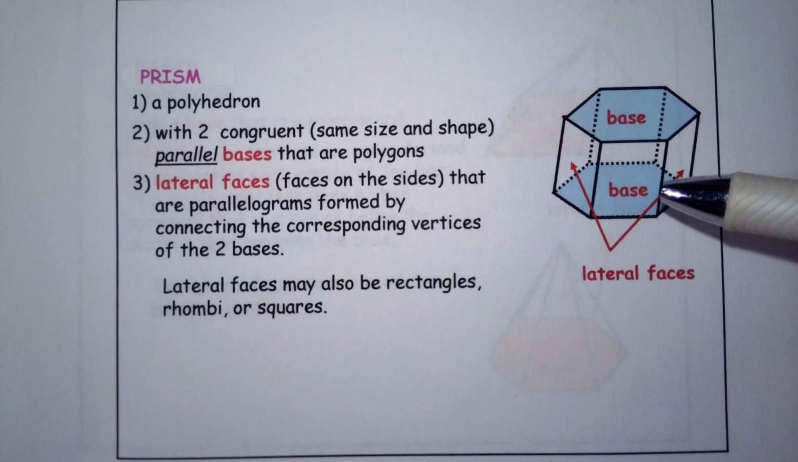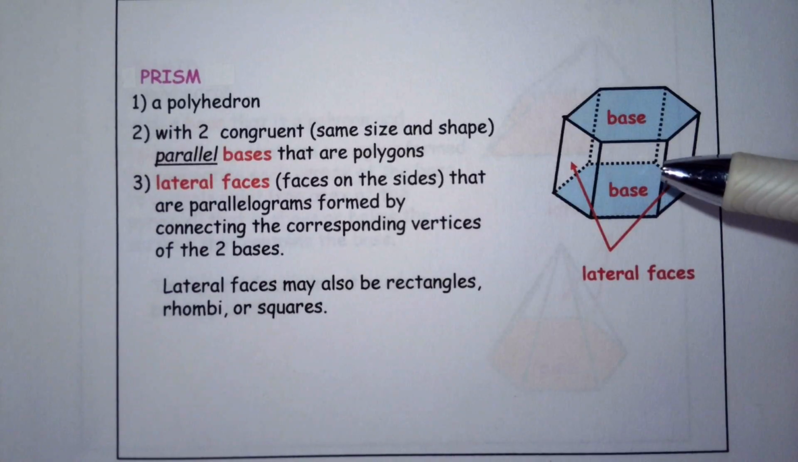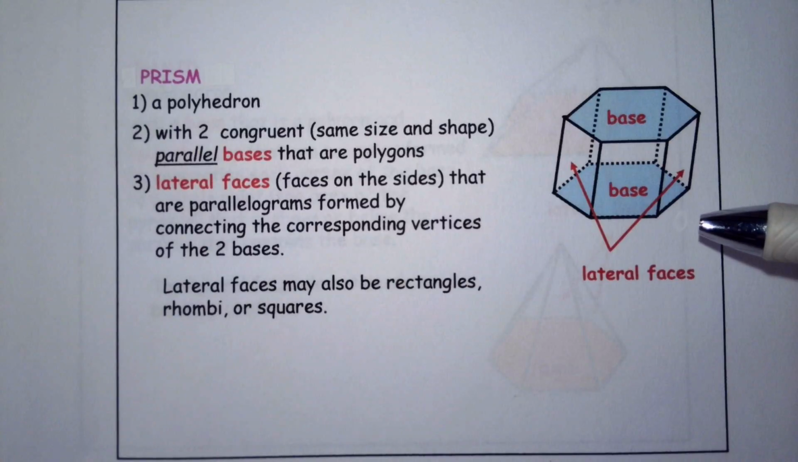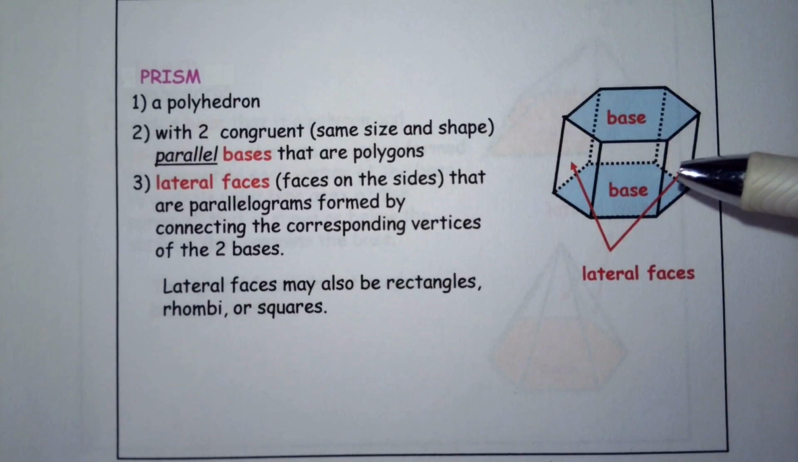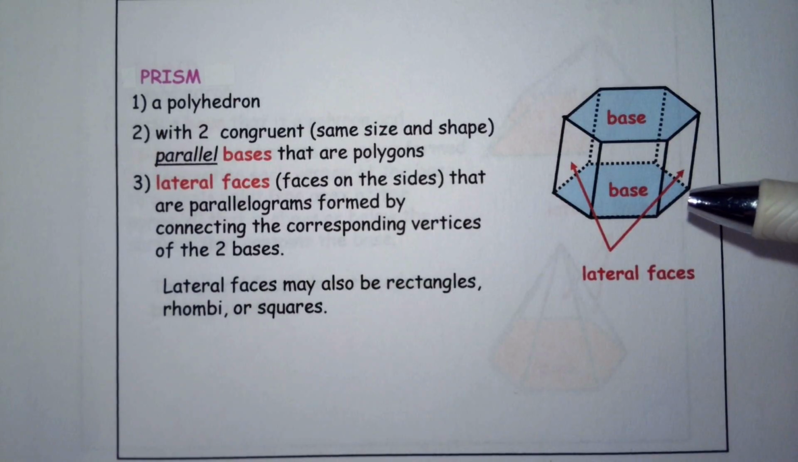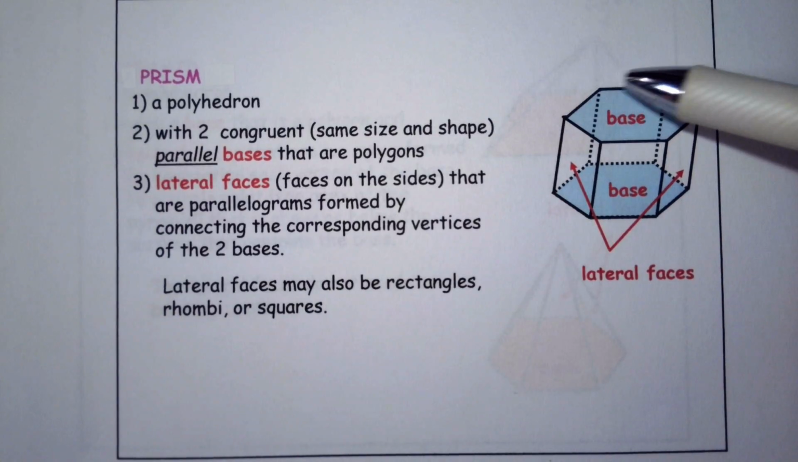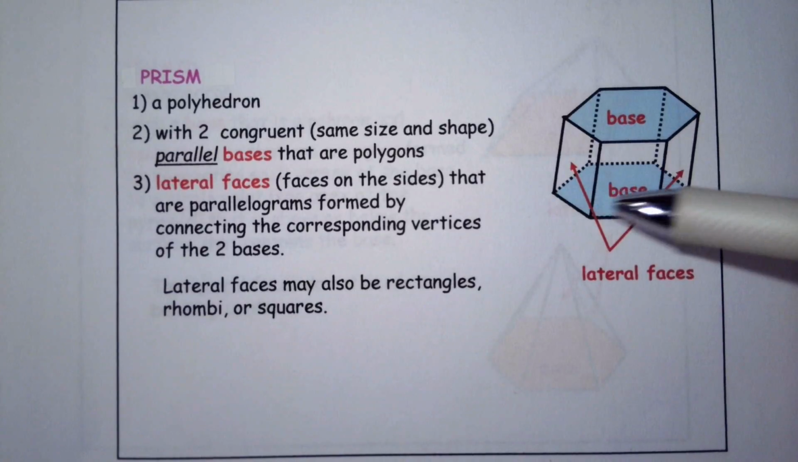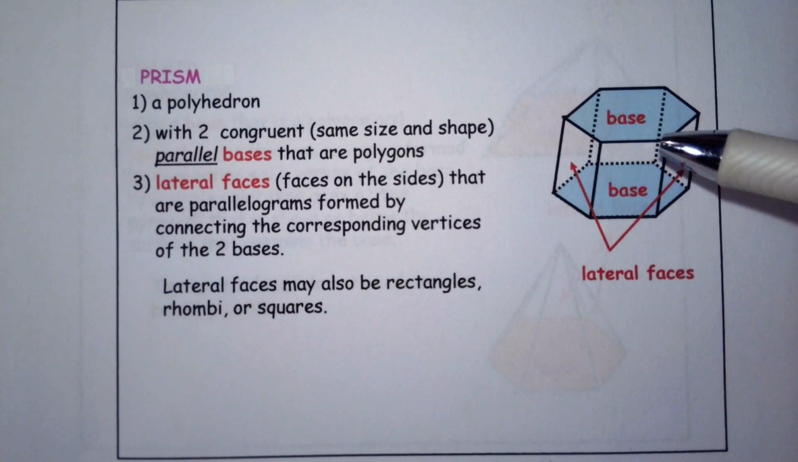The third characteristic is that the bases are connected by lateral faces that are parallelograms formed by connecting the corresponding vertices of the two bases. And these lateral faces can also be rectangles, rhombi, or squares. Okay, so you can see right here, each hexagon is connected. In this case here, probably rectangles going all the way around.